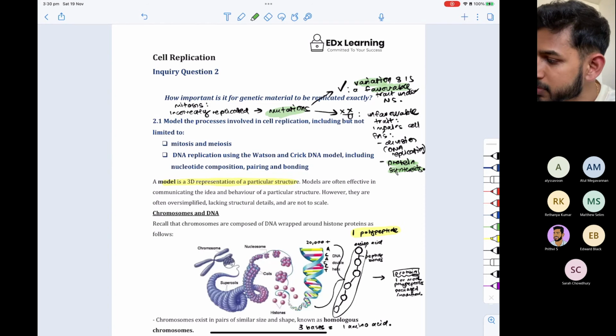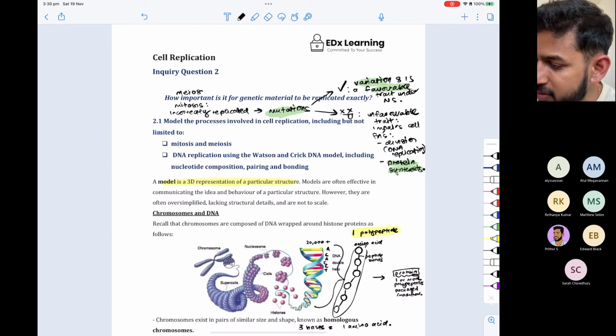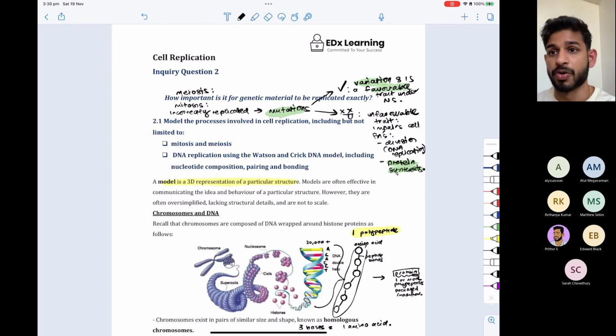What about meiosis? For now, I'm just going to write meiosis because that's another cell replication process which involves genetic material being replicated. And we'll talk about what happens when there are errors in meiosis, and you'll touch upon that much more in Module 6 as well. Very good.